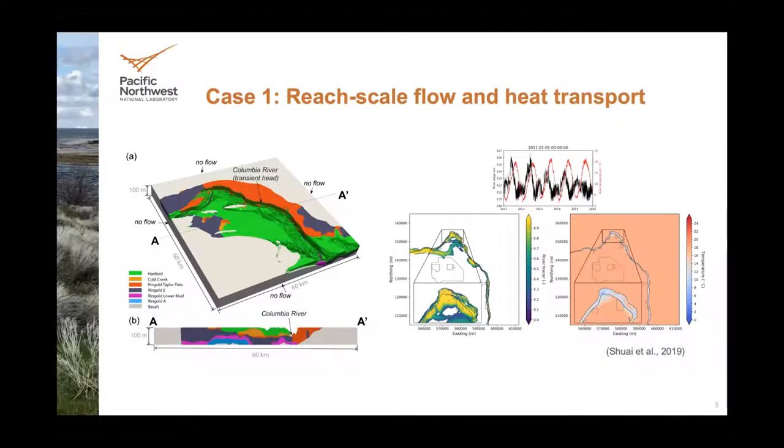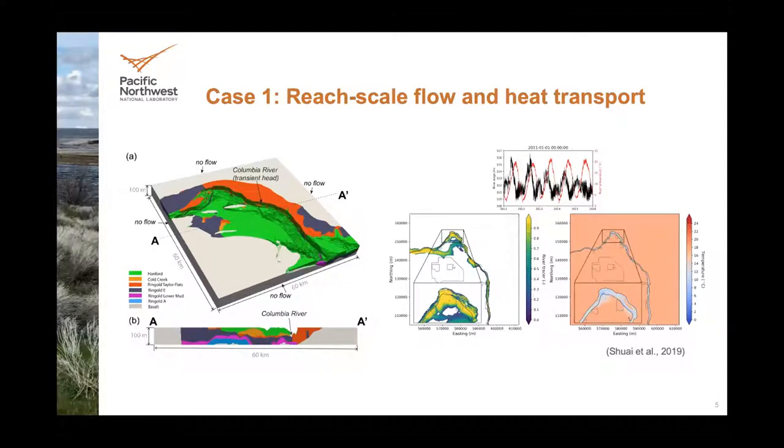The first case is a reach-scale flow and heat transport model. The figure on the left shows the model domain. As we can see, this is a pretty big model. This model is 60 kilometers by 60 kilometers, and the vertical distance is 100 meters. The figure below shows the geological structures for this domain. We use PFLOTRAN to run the flow and heat transport over the large domain, and this simulation is run using about 2,000 cores for a few days.